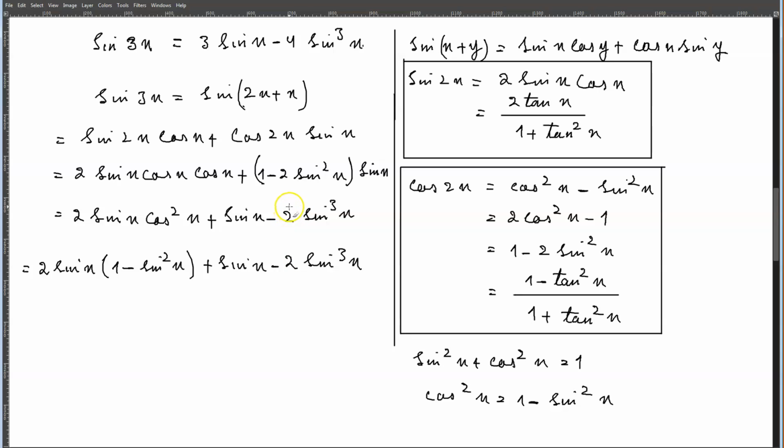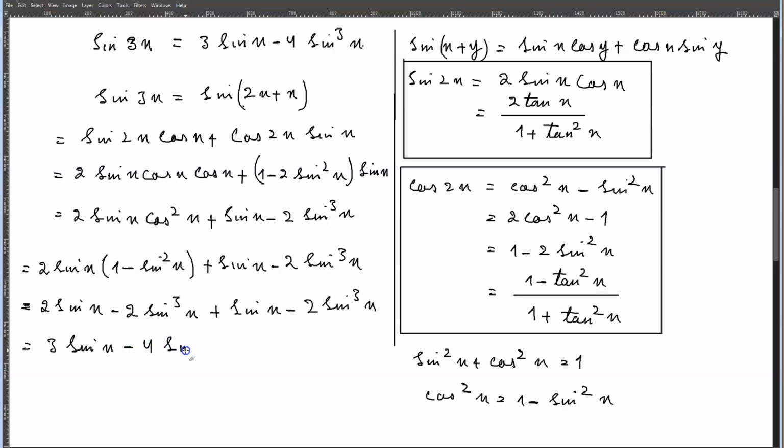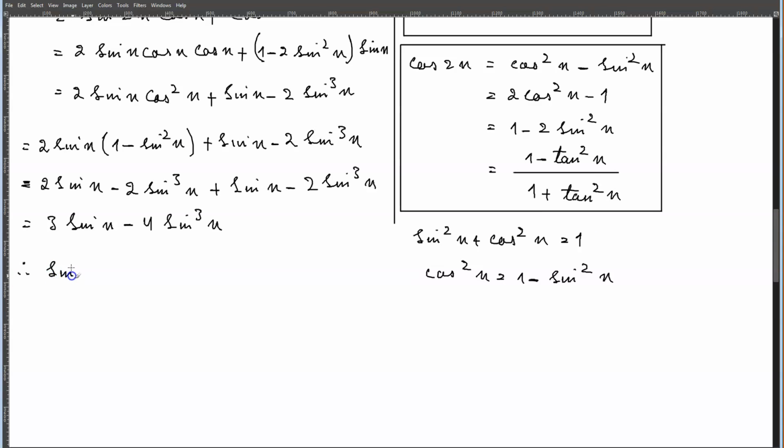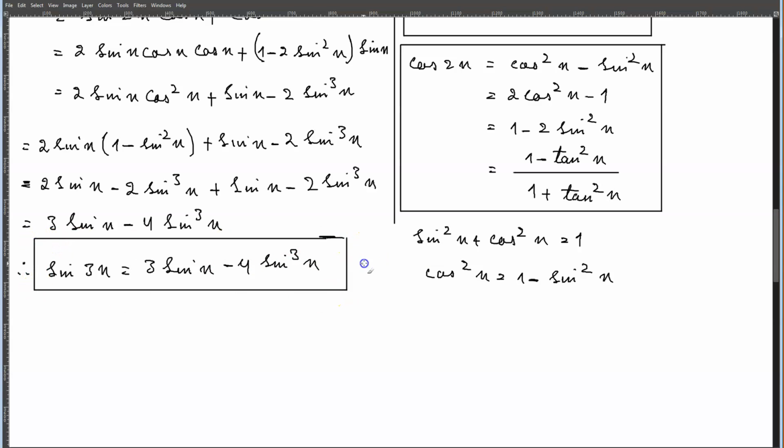And so let me simplify this. If I multiply this, I get 2 times sine x minus 2 times sine cube x plus sine x minus 2 times sine cube x. So 2 times sine x plus sine x is equal to 3 times sine x, and minus 2 times sine cube x minus 2 times sine cube x is equal to minus 4 times sine cube x. And that's basically what we have here. So sine of 3x is equal to 3 times sine x minus 4 times sine cube x. That is sine of 3x. Right? That is that.